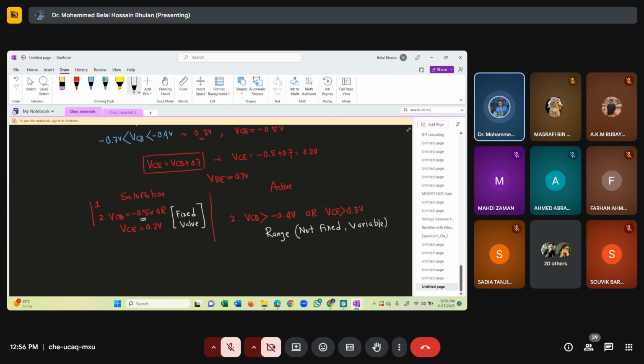We accept any value greater than minus VCB, greater than minus 0.4. If it is 0, it satisfies the condition that it is greater than minus 0.4. It is 5, 6, 10, all of them active region. But whereas in saturation is fixed value. So remember this, for saturation region, VCB and VC are fixed value. For active region, VCB and VC are range.